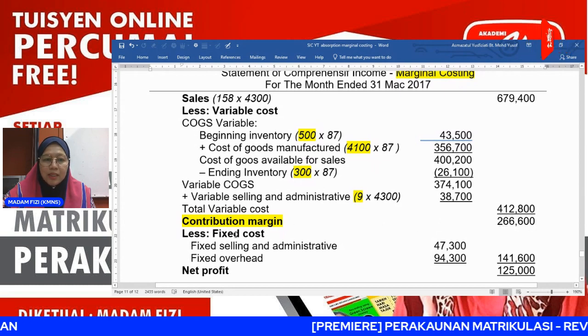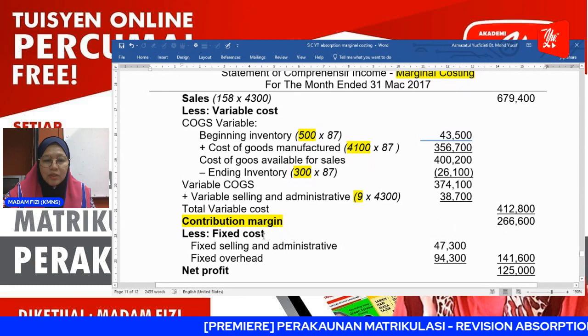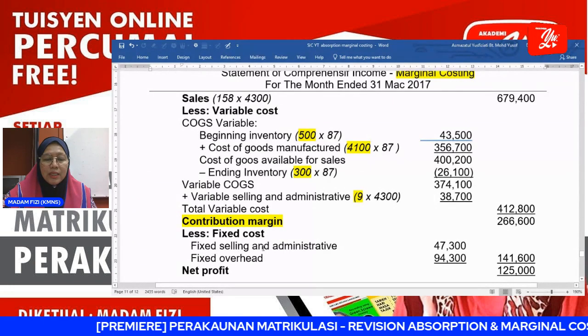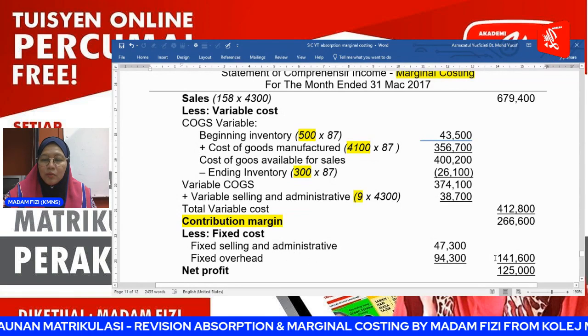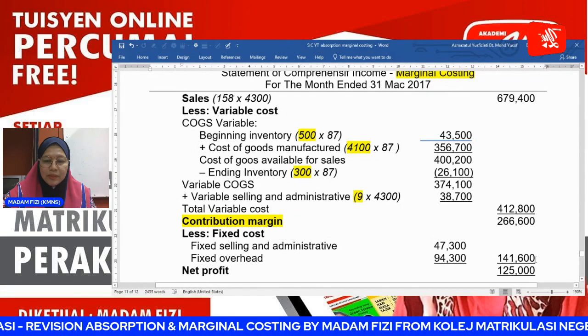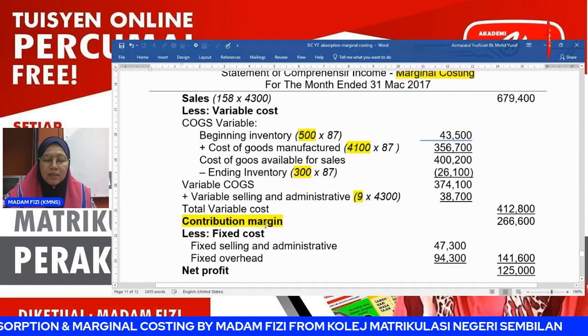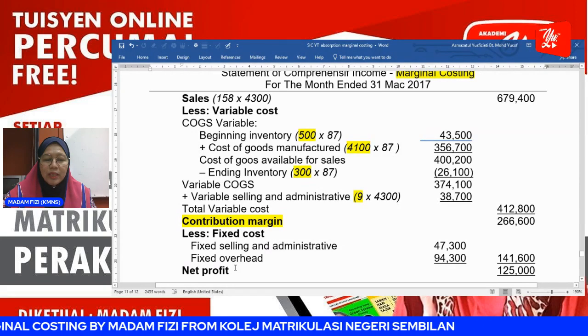266,600. And then you minus the fixed cost. The fixed cost includes fixed selling and administrative and also fixed overhead, totaling 141,600. So contribution margin minus fixed cost, you get net profit 125,000.